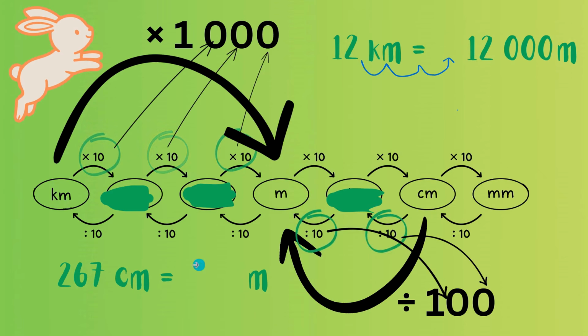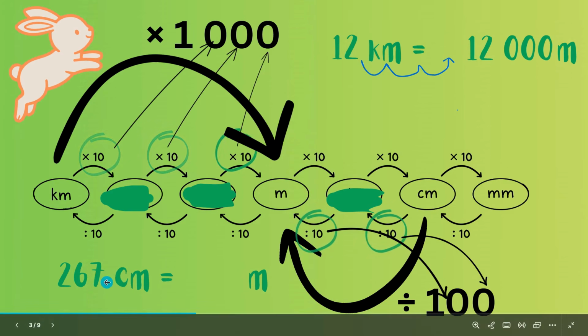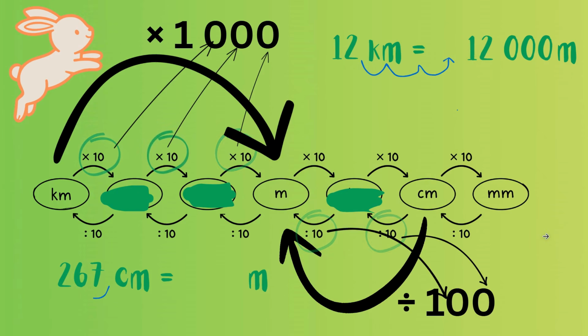So again, if we have 267, the comma is not visible, so it's hiding here behind the 7. So we are jumping with the comma 2 times. So you pick up the comma, jump in between, 1, 2. The comma now moves and it stands now in between the 2 and the 6. So our answer is 2,67 meters.